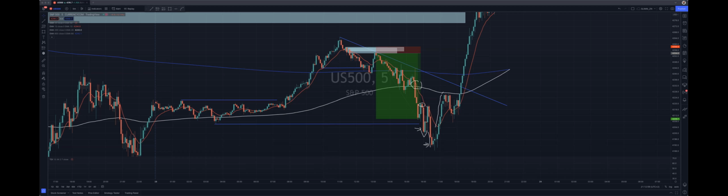They turn back, break structure. Once structure is broken, you know LOD is locked. You now look for entries. So you look to your move to see where your entry is. Right, so on this particular area, I'm going to mark it here.